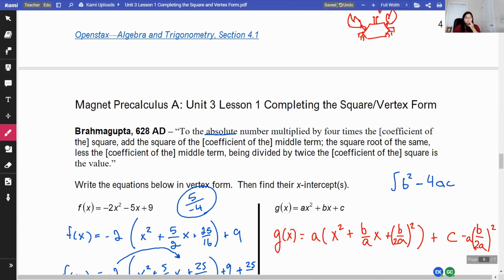The square root of the same, less the coefficient of the middle term, minus B. I'll put that minus B in the front. Divided by twice the coefficient of the square value. Boom.